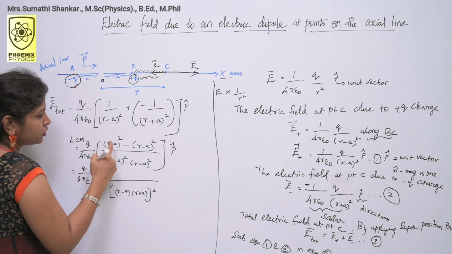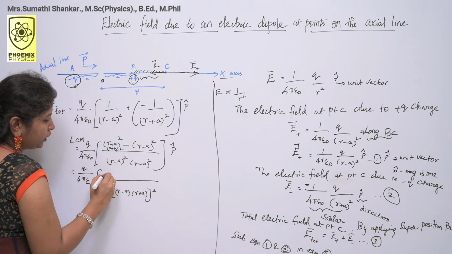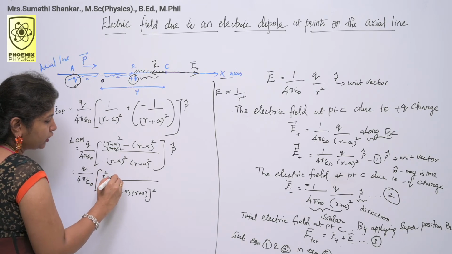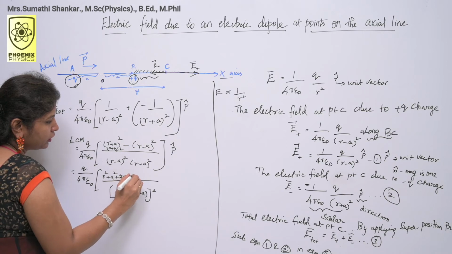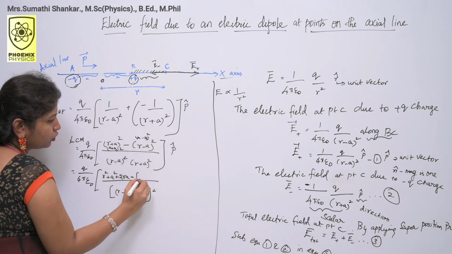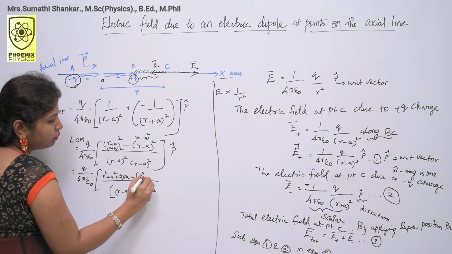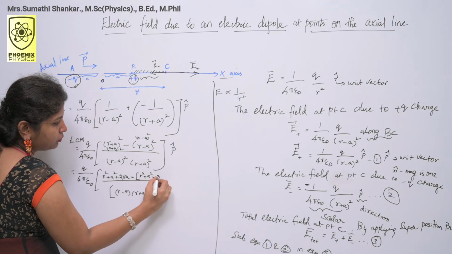Now expand. This is nothing but (A plus B) the whole square: A square plus B square plus 2AB. Minus, here also (A minus B) the whole square: A square plus B square minus 2AB.